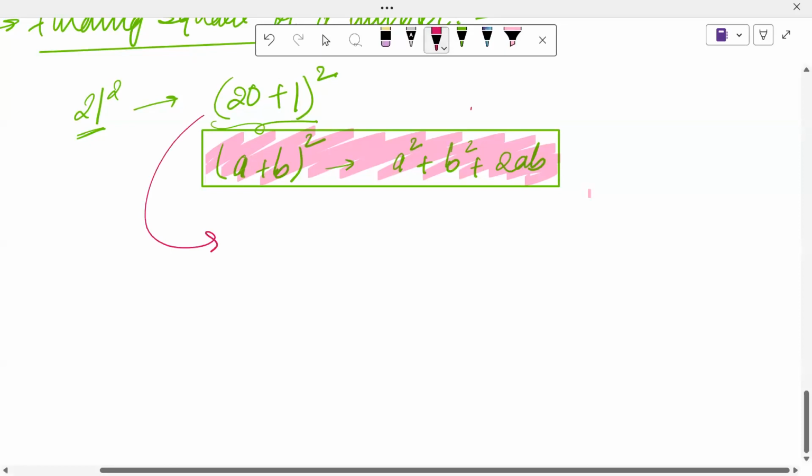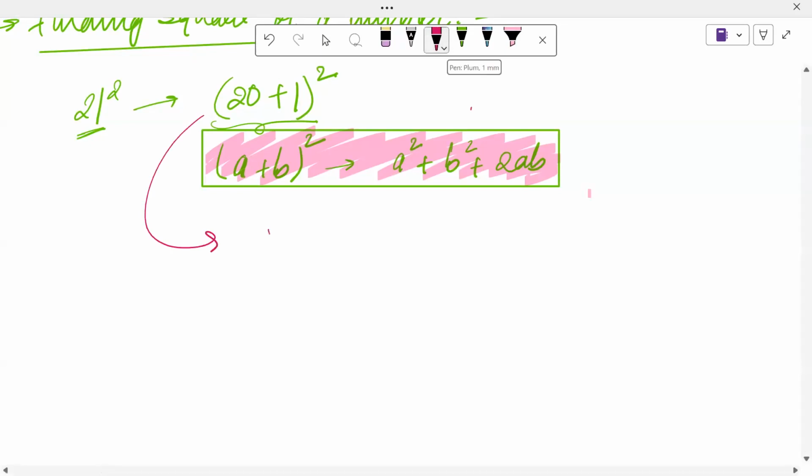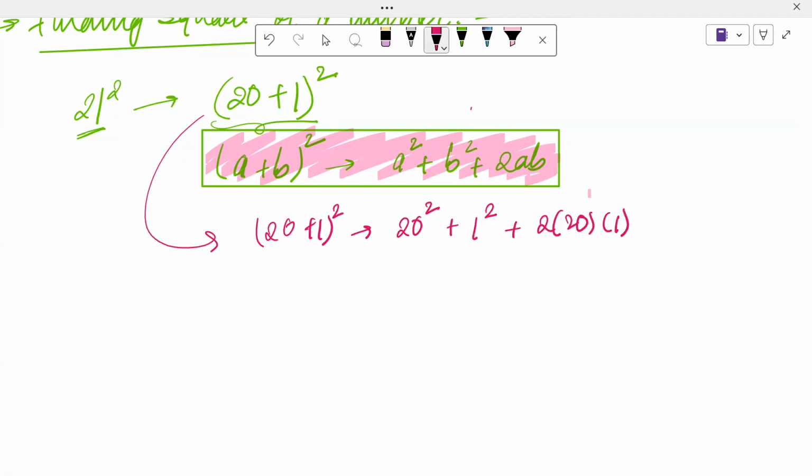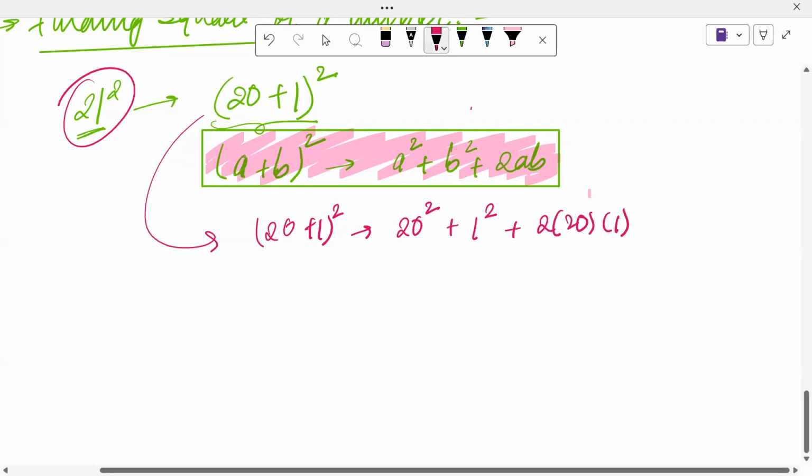So what I'm going to do, consider (20+1)². How will I solve it? I will do 20², then I will do 1², then I will do 2 into 20 into 1. Do you understand this? Why have I written like this? No, ma'am. Okay, Amar, see, what I did was I had to find the square of 21.